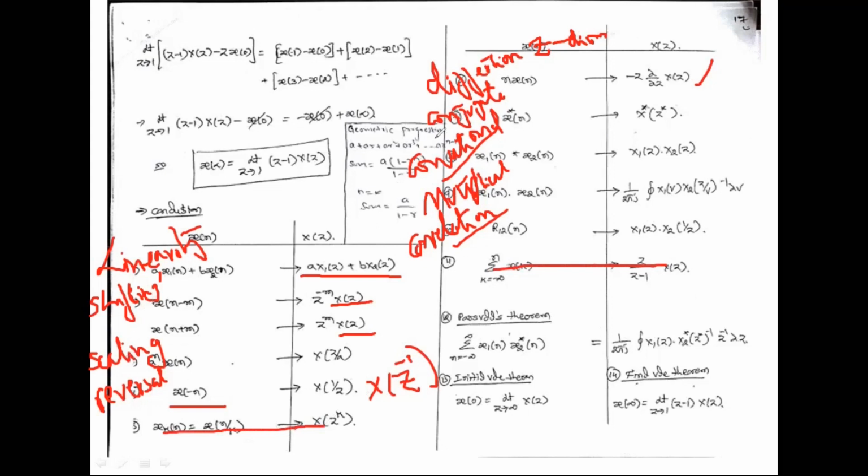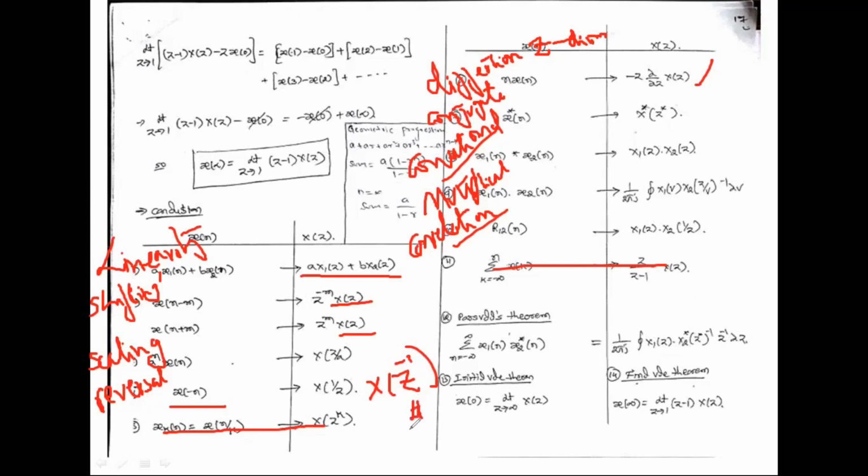Linearity, shifting, scaling, time reversal, differentiation in Z domain, conjugate and correlation, convolution, multiplication property, correlation property, and the Parseval's theorem. Okay. Parseval's theorem states that the sum of n equal to minus infinity of x1 of n and x2 star of n. Here also, to prove this Parseval's theorem, you are using the formula for the inverse Z transformation. It is 1 by 2 pi j the integral of X1 of z, X2 star of 1 by z star, z inverse dz. Correct. And initial value theorem and the final value theorem.